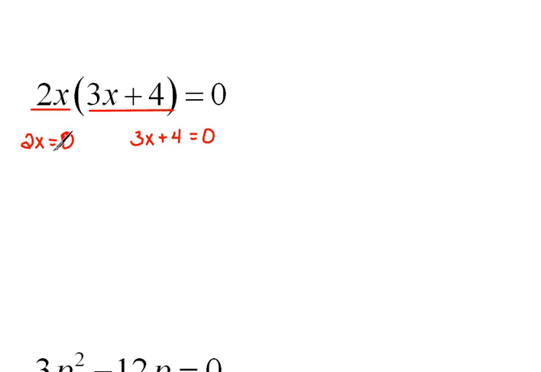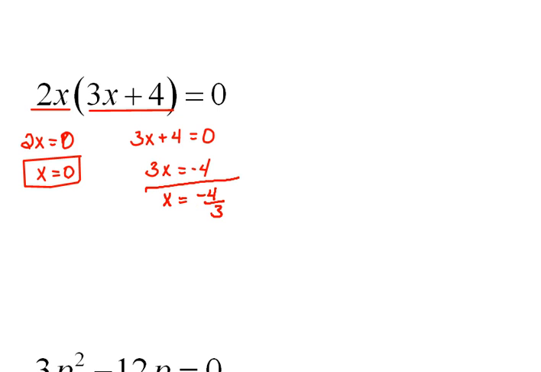If 2x equals 0, then we could divide both sides by 2 to get x equals 0. There's one of our answers. Or over here, if we subtract 4 from both sides, we get 3x equals negative 4. And then dividing both sides by 3, we'd get x equals negative 4/3. So either one of those answers would make this a true statement. And again, we could go back through and plug in our 0, and we would see that it makes it true. We could also plug in our negative 4/3, and we would see that that is true also.